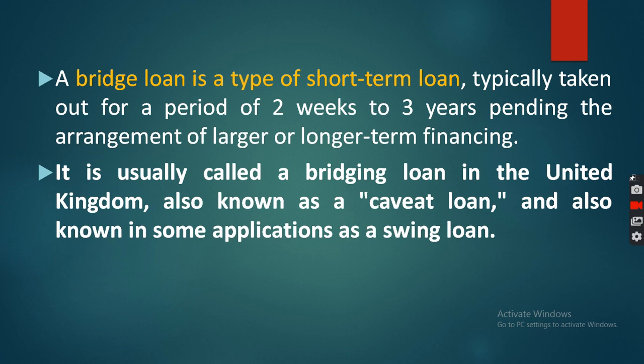There is always time gap between ending of one loan and starting of the another. So for that time gap you have to take a loan that is known as bridge loan or short term loan. So bridge loan is in the United Kingdom, UK, clear, also known as caveat loan and also known in some application as a swing loan. So bridge loan is also known as gap financing, caveat loan, swing loan, short term loan. Clear?